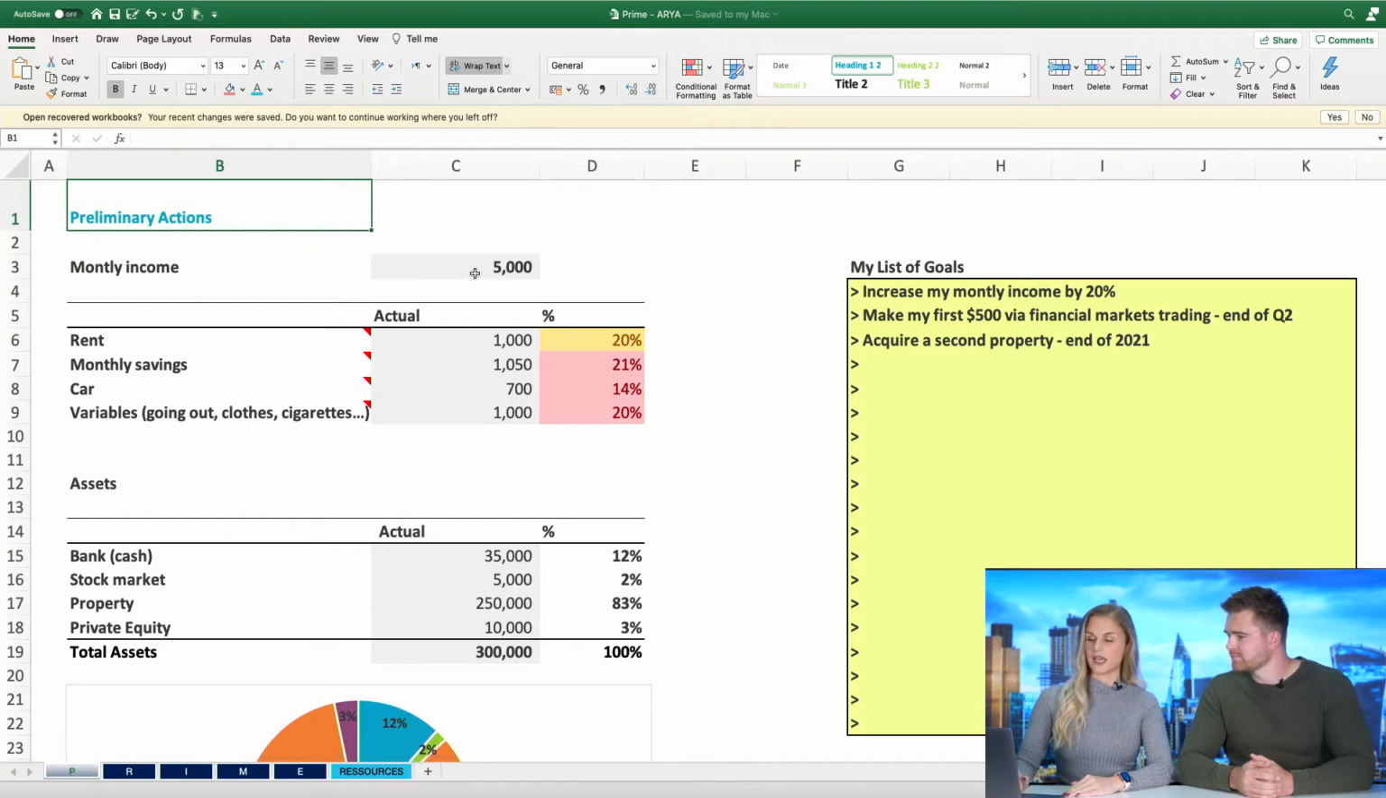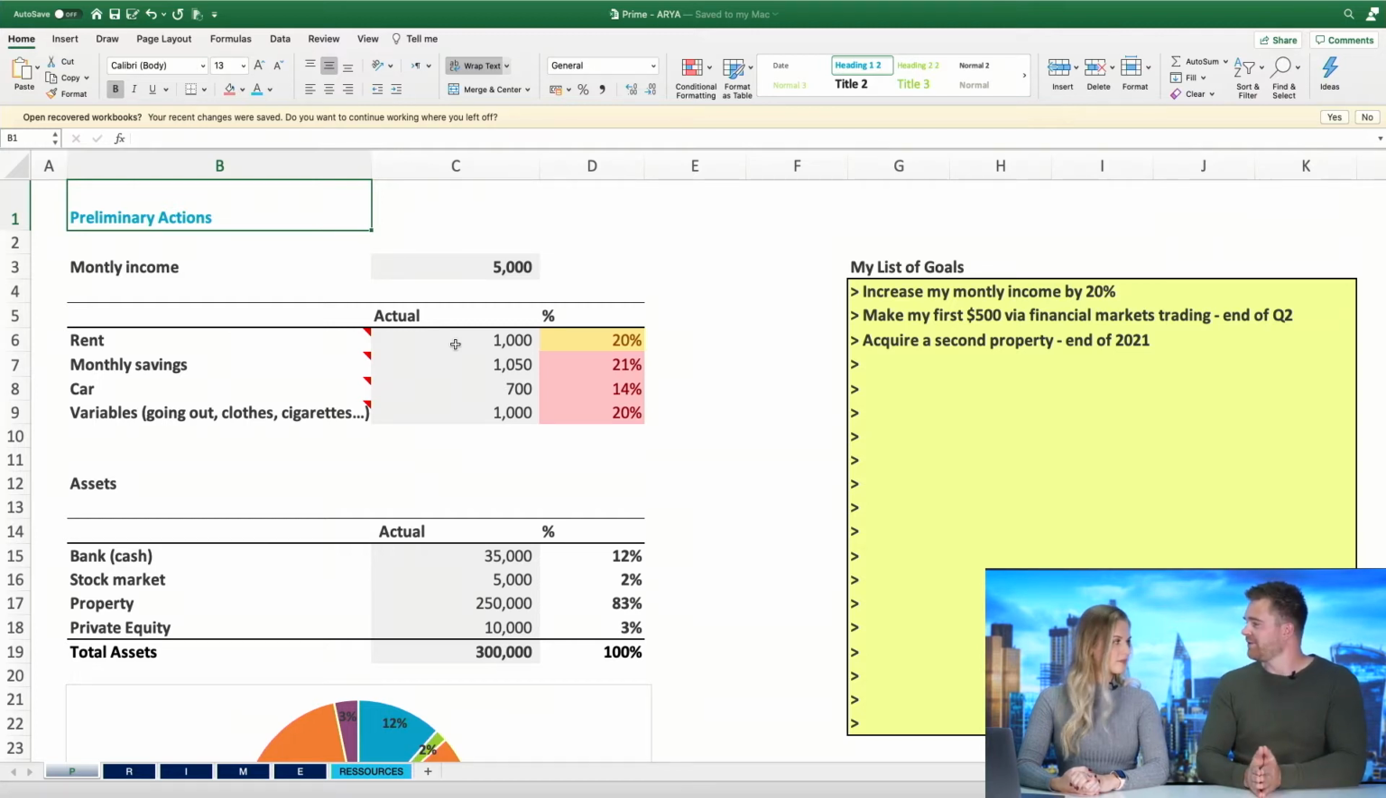Now, we have monthly income. We're keeping this at 5,000. Within our 5,000, we have our rent, we have our monthly savings, we have our car expenses, and we have other variables like going out, clothes, cigarettes. It's also worth noting, guys, these are not the only expenses. There will be some other stuff which we'll come on to later, but really the rent, the savings, the car, and your variables are the 4 main cornerstones that really determine someone's financial well-being, not just now, but also if changes are applied to these areas, then it gets really interesting because we really see the capacity for growth once you look at these key areas.